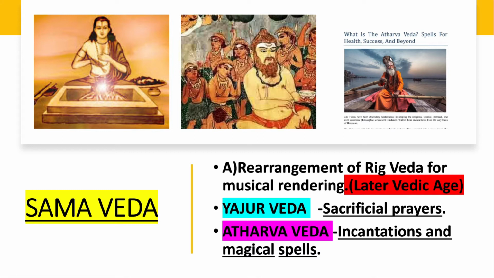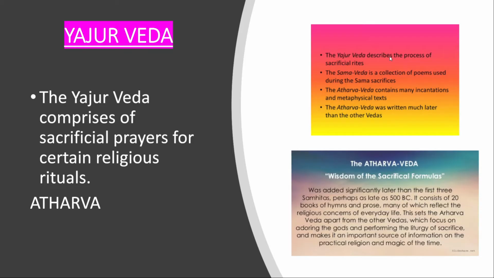After the Rig Veda, we will take the next one, that is Samaveda. The Samaveda is mostly a rearrangement of the Rig Veda for musical rendering. This means that the hymns of the Rig Veda were arranged with pauses and repetitions to show how they were supposed to sound when recited out loud musically. After Samaveda, the third one is the Yajur Veda. The Yajur Veda comprises sacrificial prayers for certain religious rituals. Last one, the Atharva Veda. The Atharva Veda consists of charms, incantations and magical spells and is quite different from the other three Vedas.